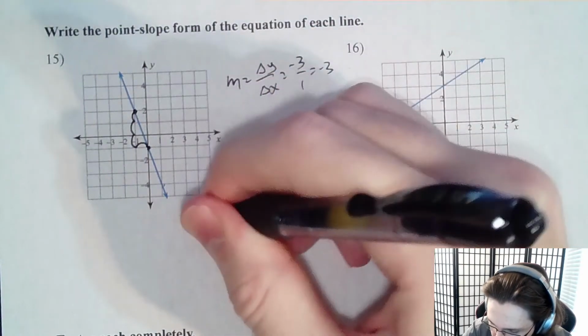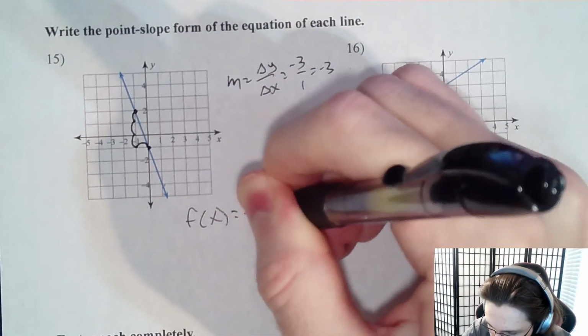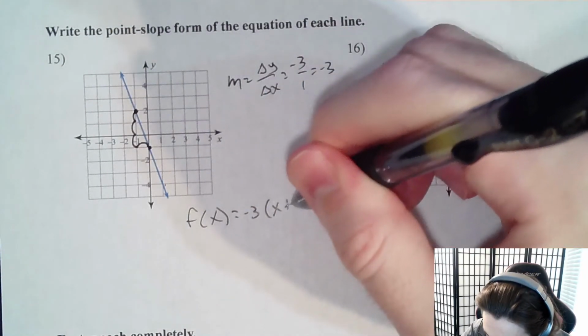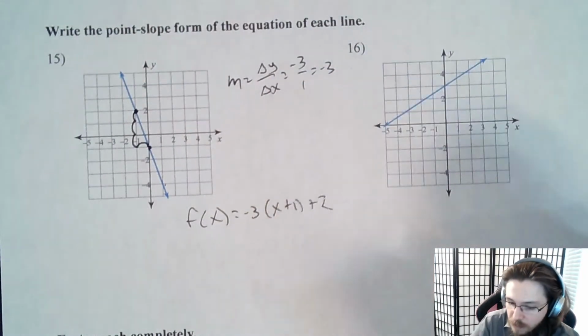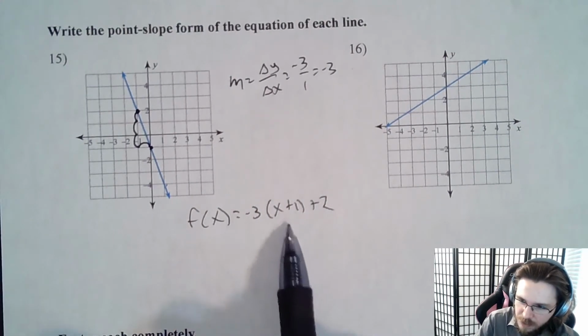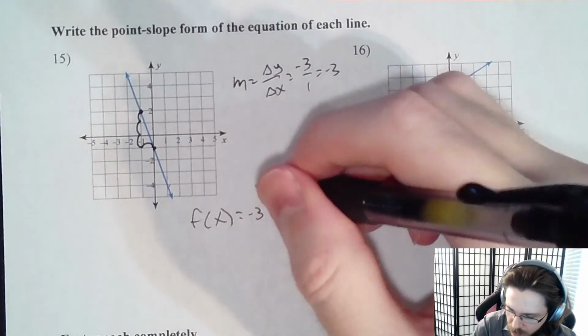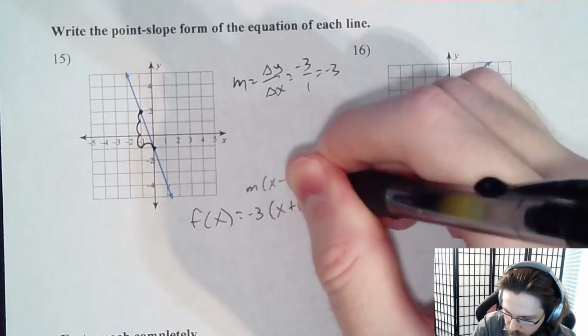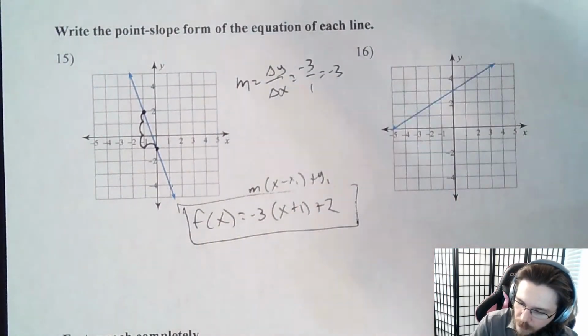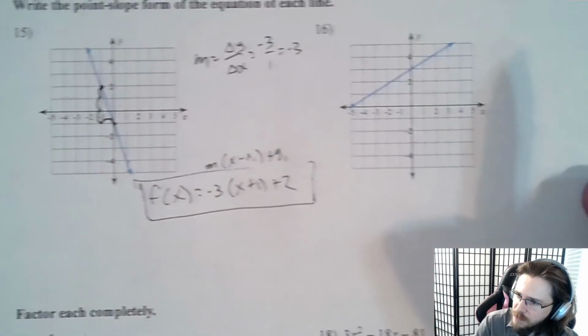And therefore our equation is f of x equals -3x plus 1 plus 2. Same plus 1 plus 2 as that parabola. You know, left 1 up 2. It's always the opposite sign here in the middle. And that's our same, by the way, m(x minus x1) plus y1 we were doing before. I encourage you to do the same thing for number 16.